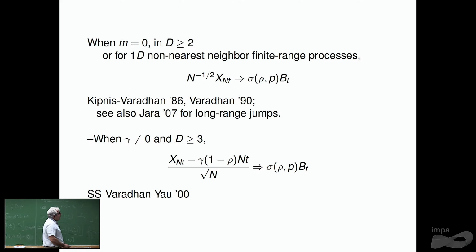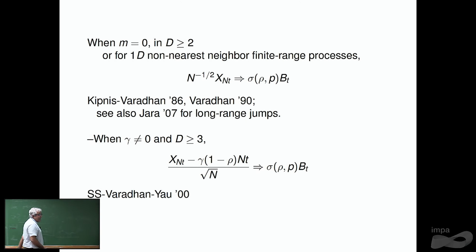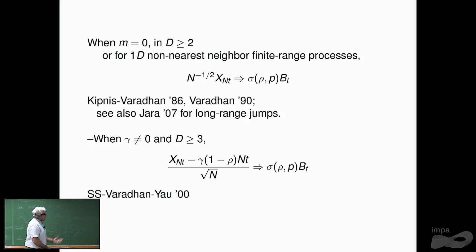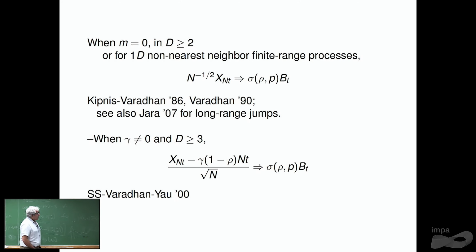Sorry, this m should be a gamma. When you're in the mean zero case, you also have a functional central limit theorem. This coefficient sigma is not explicit, but it exists, and there are some properties known about it. Milton has nicely proved many things for long-range jumps as well in this problem.